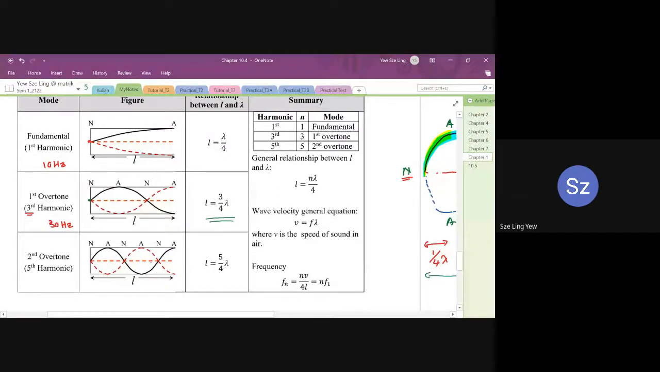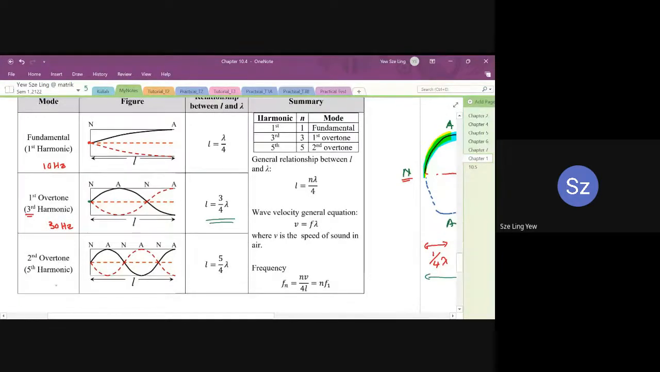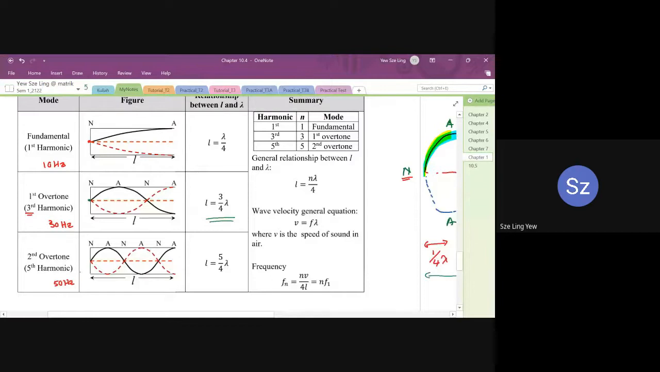And then the following one, let's say it happens at 50 hertz. This 50 hertz is 5 times the fundamental frequency. That's why we call it the fifth harmonic. But this is just your third resonant frequency, the third time that you can obtain resonance. So this is your second overtone, your third resonant frequency, but it is 5 times your fundamental. That's why we call it the fifth harmonic.